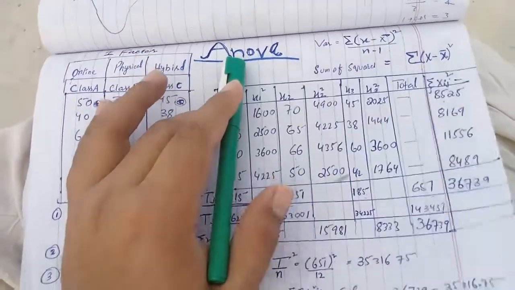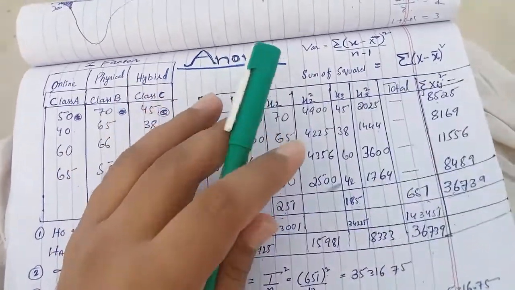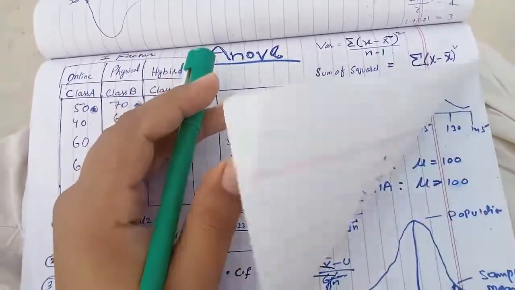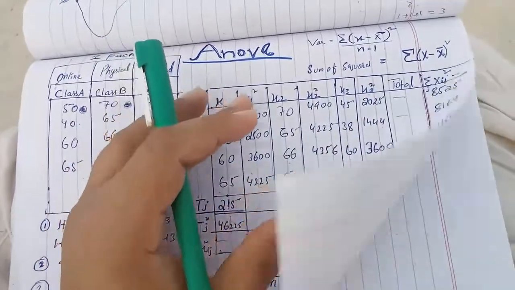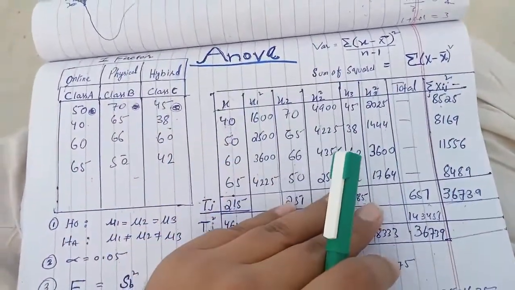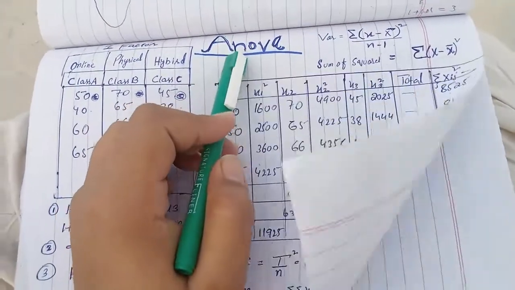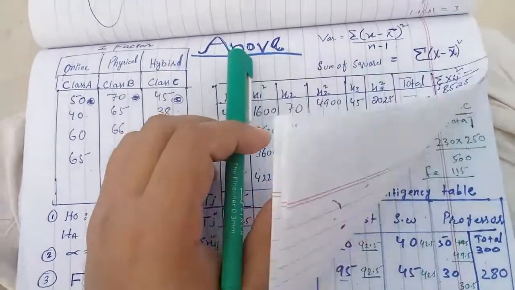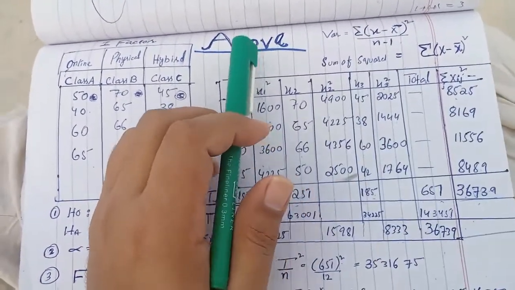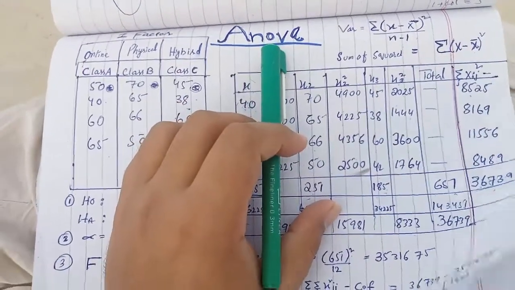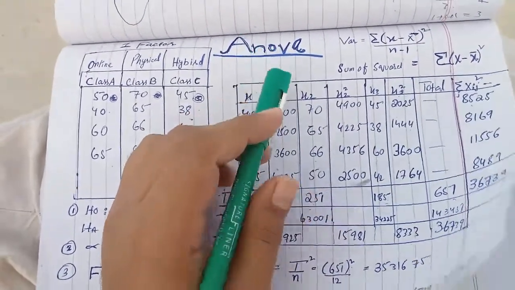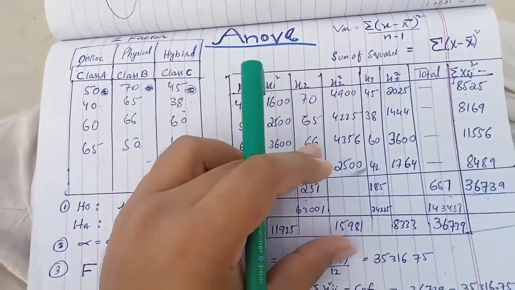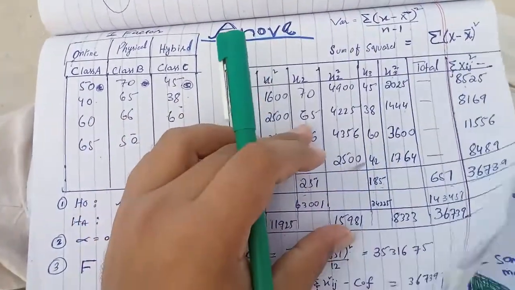And ANOVA test, when we have more than two samples, and if you want to check their means, whether there is a significant difference or not, we use the ANOVA test. ANOVA is nothing but the statistical test, or I can say the extension of the t-test, where if we have three or more than three samples and if you want to check their means, we will use the ANOVA test.